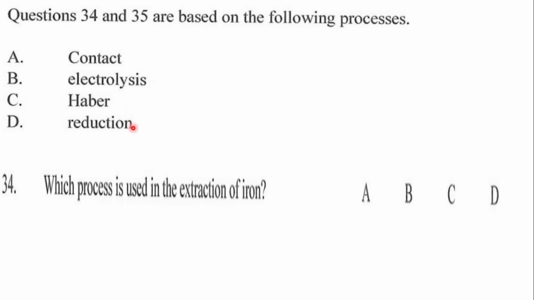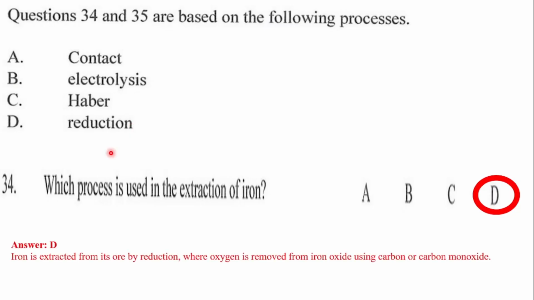So we're talking about extraction of iron, and the correct answer is definitely going to be D. Iron is extracted from its ore by reduction, where oxygen is removed from iron oxide using carbon or carbon monoxide. So the process used in the extraction of iron is definitely going to be D, reduction.